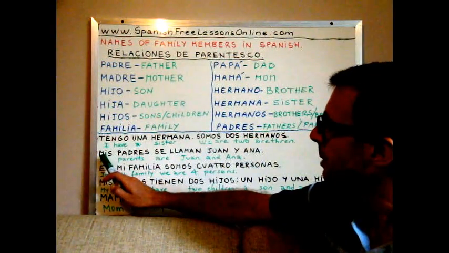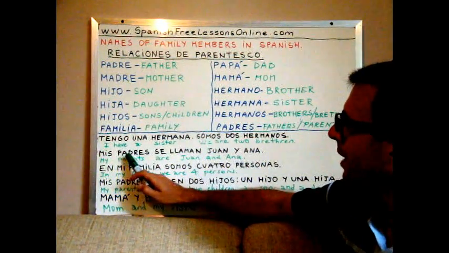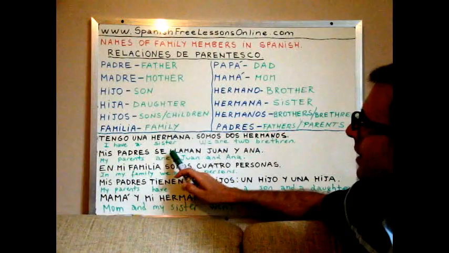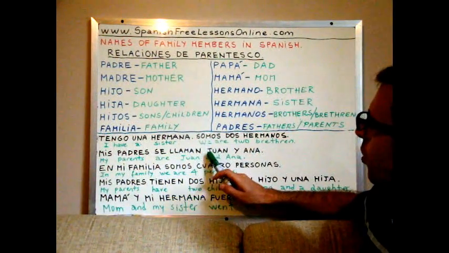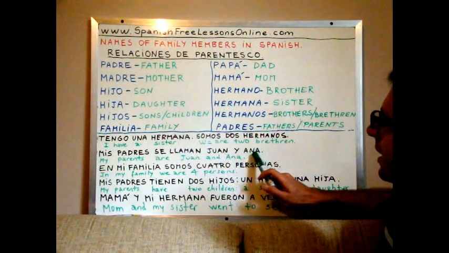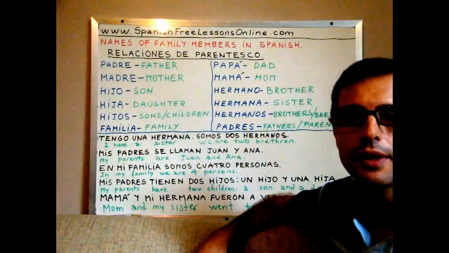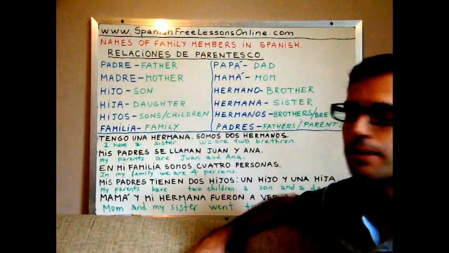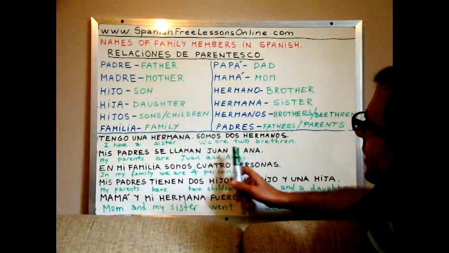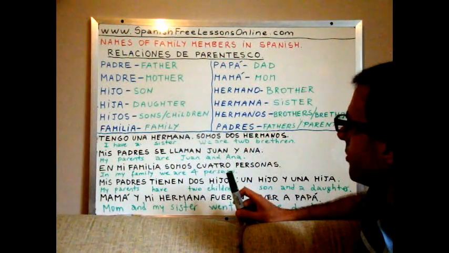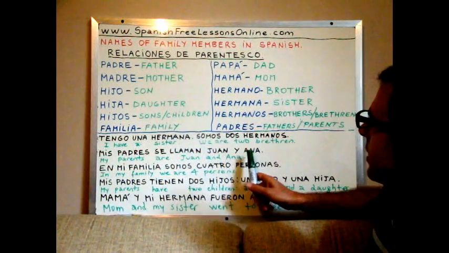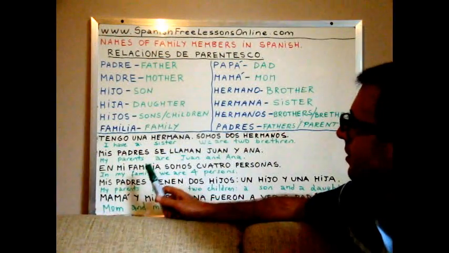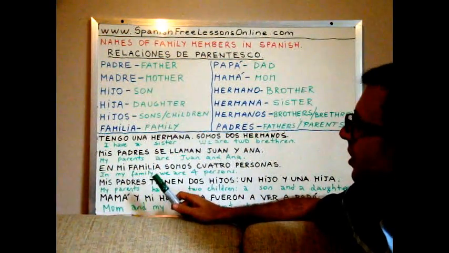Next. Mis padres se llaman Juan y Ana. So Juan and Ana are two given names. This is a masculine name, a feminine name. So se llaman means are called.